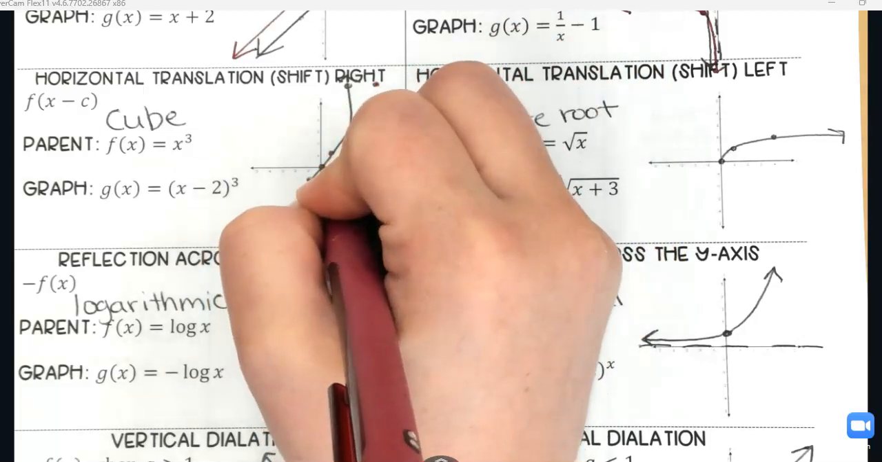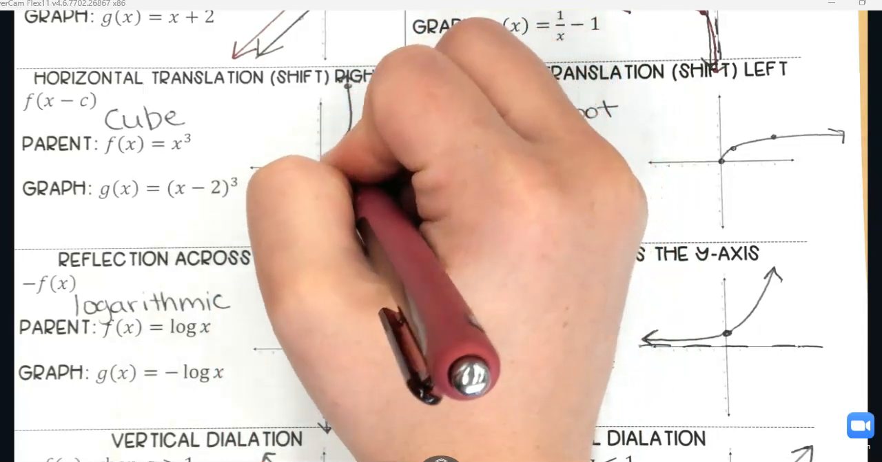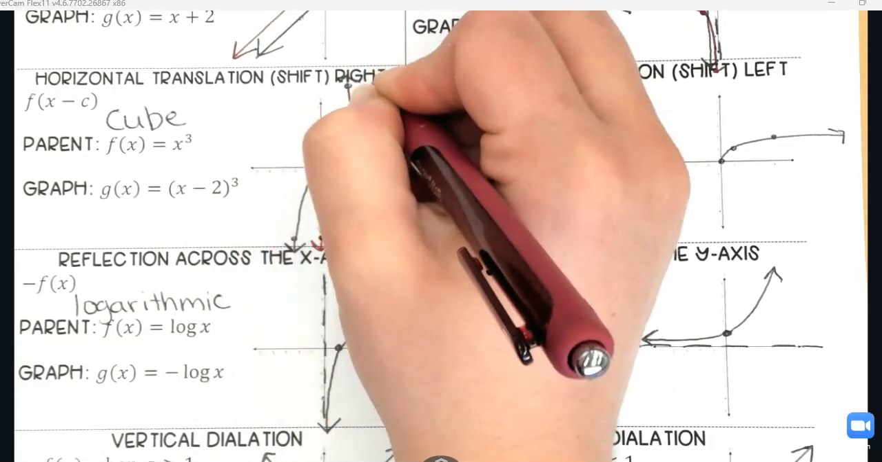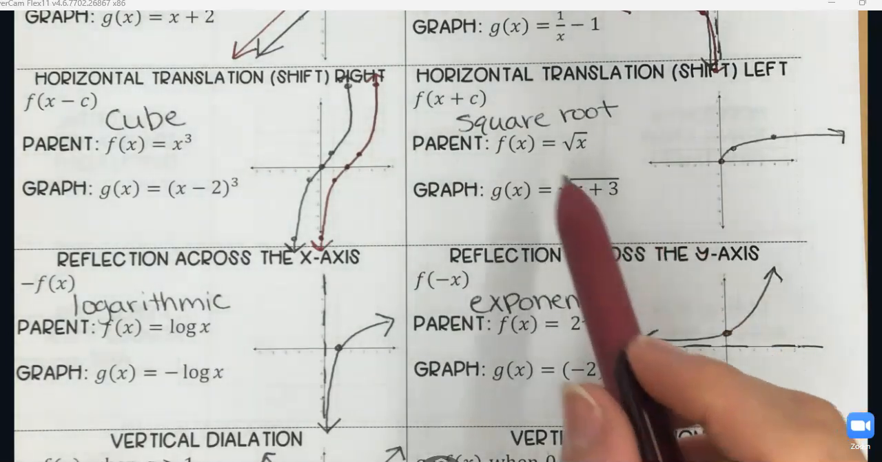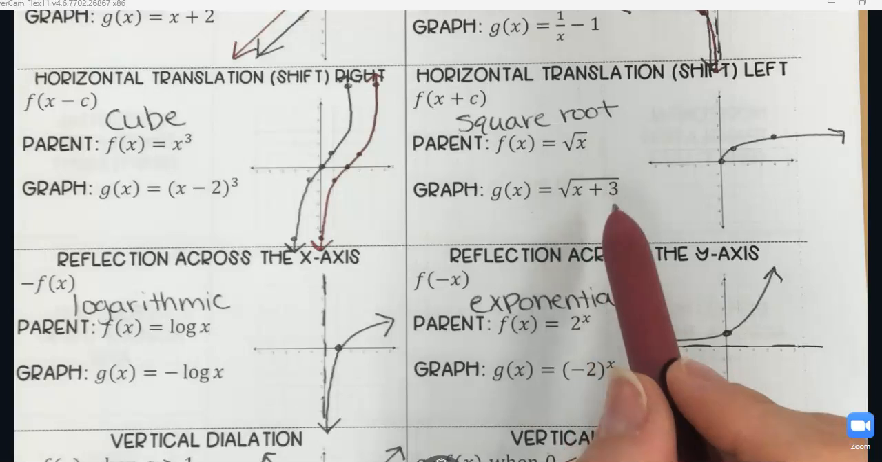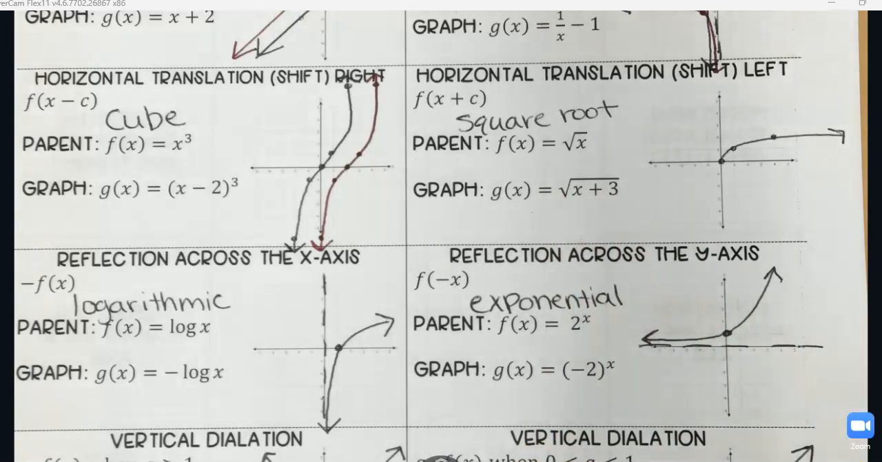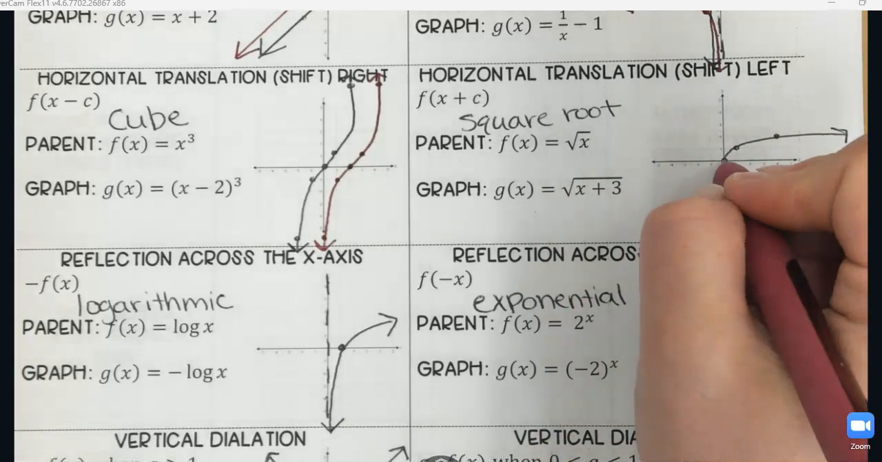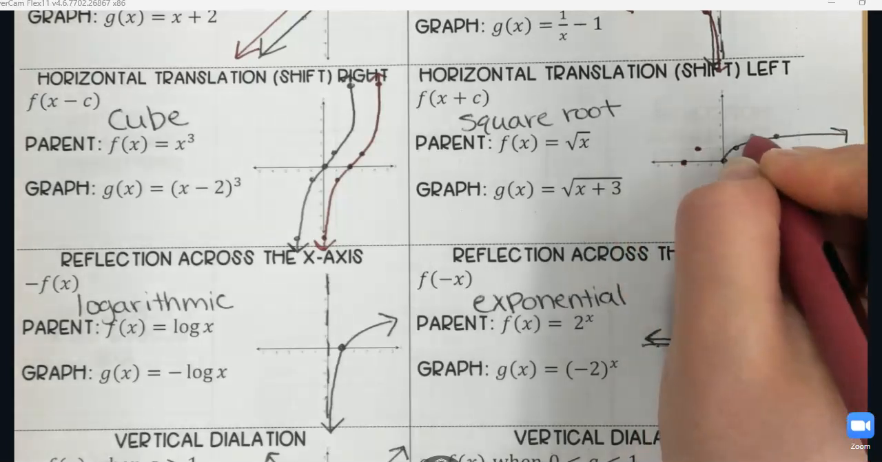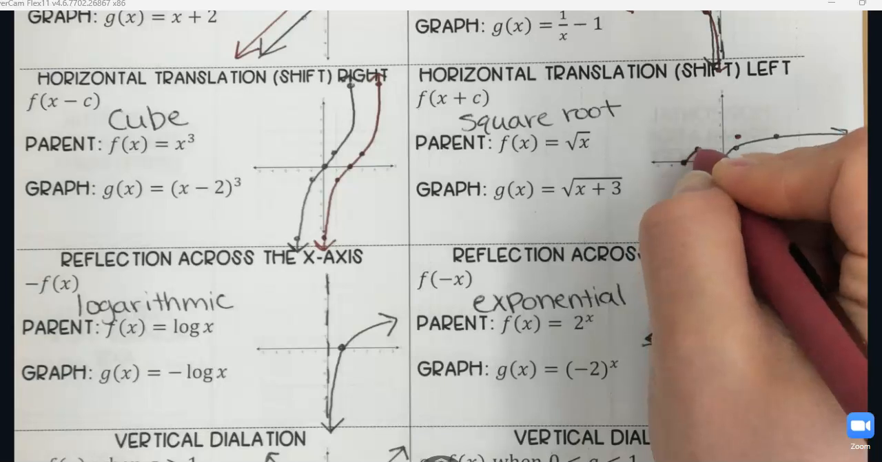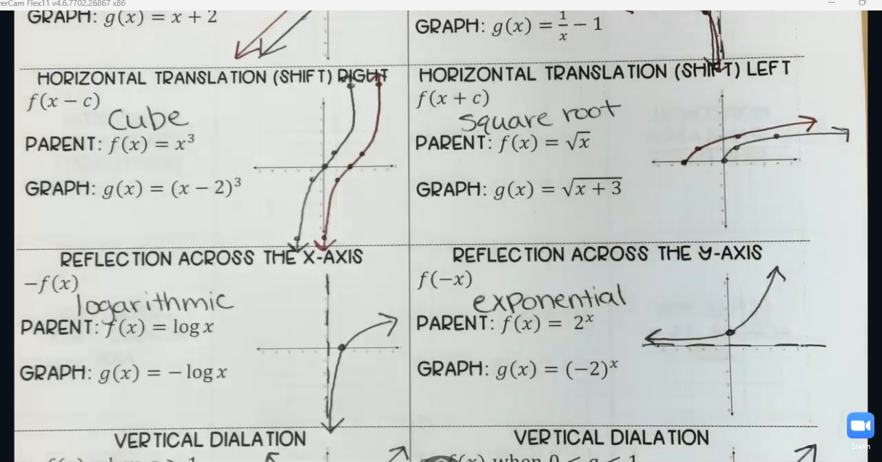I already did that one. And again, my graph maintains its shape. It is just scooted over. So if you are adding inside, like I have square root of x plus 3, and the plus 3 is inside my radical, that tells me I'm shifting to the left 3. And everything else stays the same.